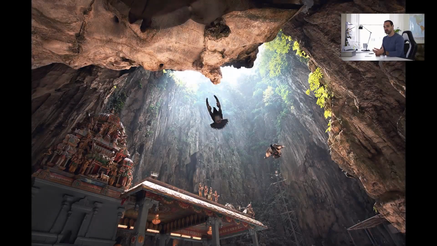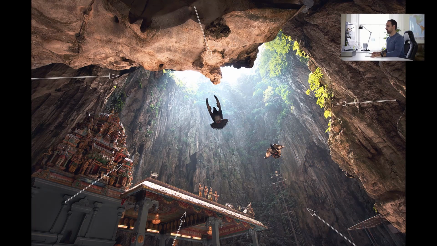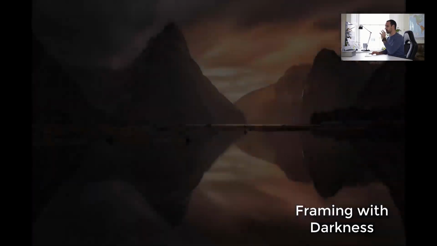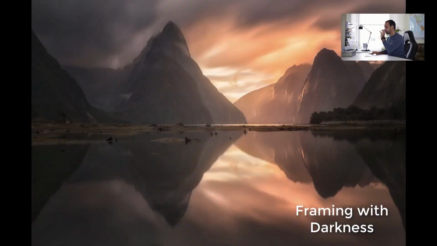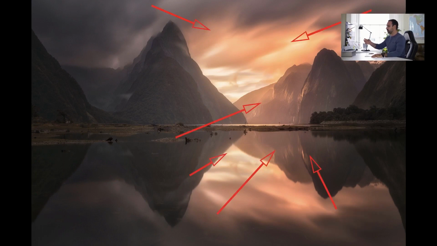For example, here in the Batu Caves in Malaysia, our main subjects are these birds. Those are the things that we are immediately drawn to and where I want the viewer to look. So everything around them, the rocks, the temple, everything is pushing the viewer's eye straight to those subjects. In this example, the interesting subject, or the most important part of the image, is the sunset and how it affects the mountains to the right. So we have some beautiful colors in the sky, and it's just bathing the side of the mountain. The rest of the image has to complement that particular area.